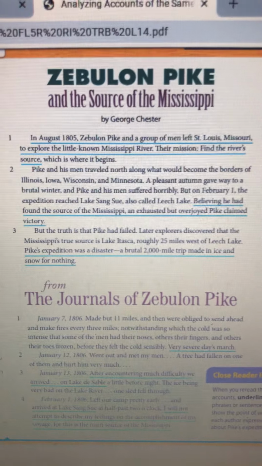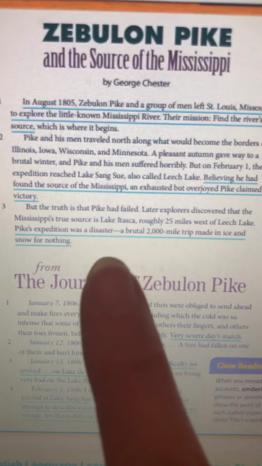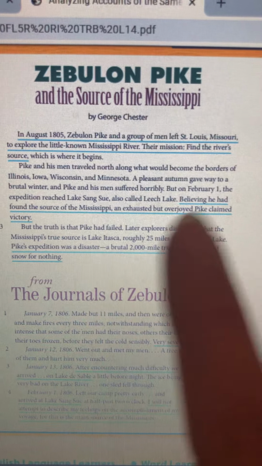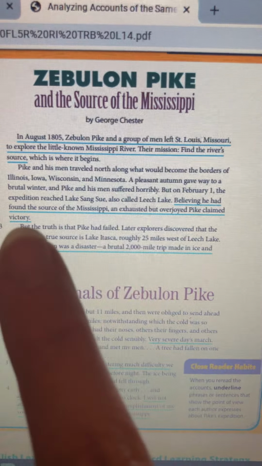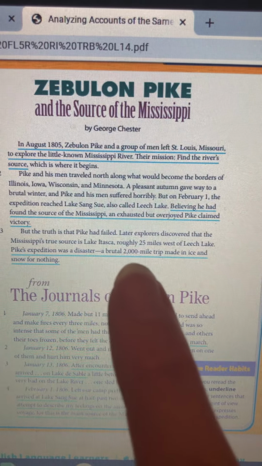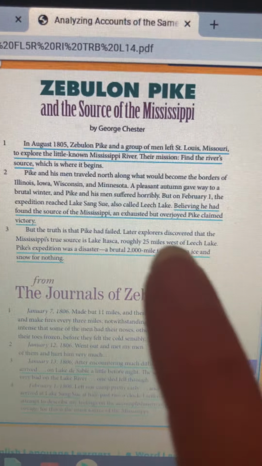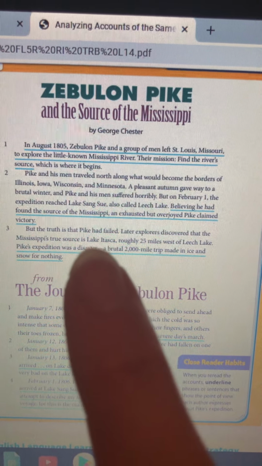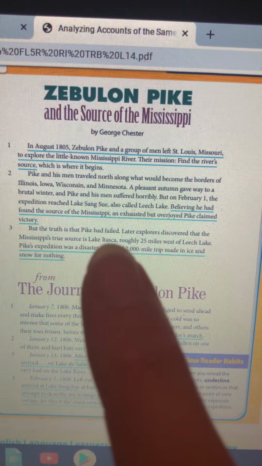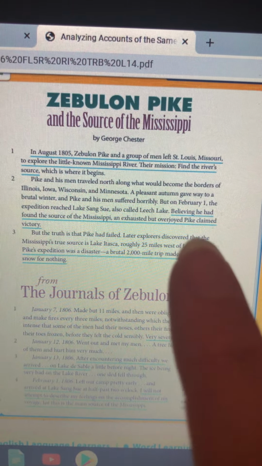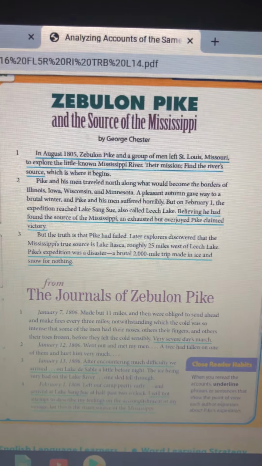Victory over that. Pike's expedition, so this is the next person speaking, was a disaster. So even though Pike felt overjoyed, right, and that he had a victory, this person says it was a disaster. A brutal 2,000-mile trip made in ice and snow for nothing. They say it's for nothing because this person discovered that the Mississippi's true source was Lake Itasca. I don't know how to say that. Okay? And it was 25 miles west of where Pike originally believed it to be.